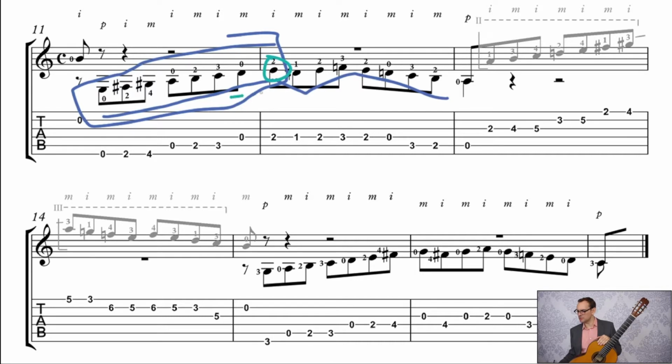We want to decrescendo to the arrival at the top of the line. That's the most important part of the rule: if the line is going up, get quieter. The most important part is the arrival. We don't want the highest note to be the loudest note. We want it to taper at the very top.